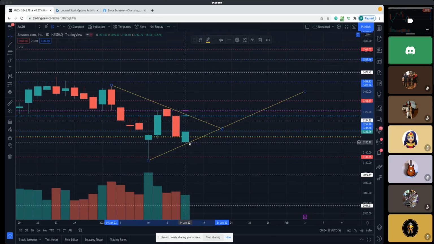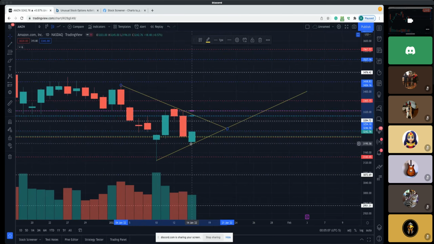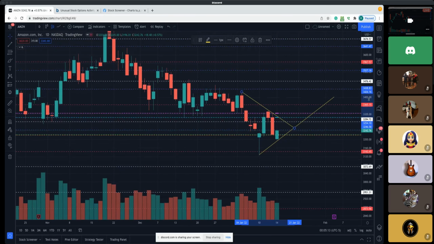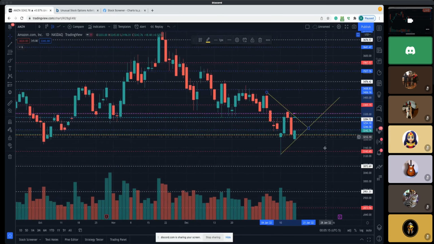3,200. Tech's been getting hit hard. Amazon as well. Can you zoom out a little bit? Just curious how much support's underneath that, because there can't be much. It's been getting hit pretty good. Boy, if it breaks that low, man, it could start moving.